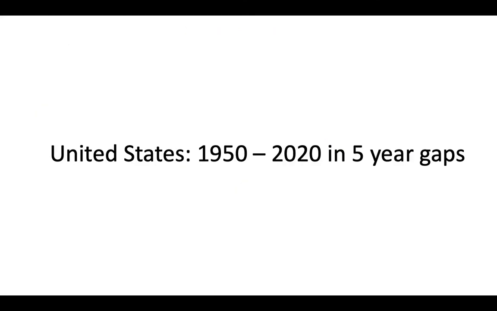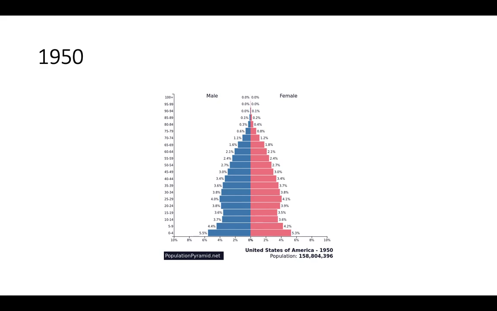Another interesting case study, I'm going to show you the pyramids for the United States from 1950 to present day in 5-year gaps. So we'll start with 1950, and I will jump ahead 5 years at a time, and just pay attention to the shape of the pyramid. Watch what happens. 1955, 1960, 1965, 1970, 1975, 1980, 1985, 1990, 1995, 2000, 2005, 2010, 2015, 2020.